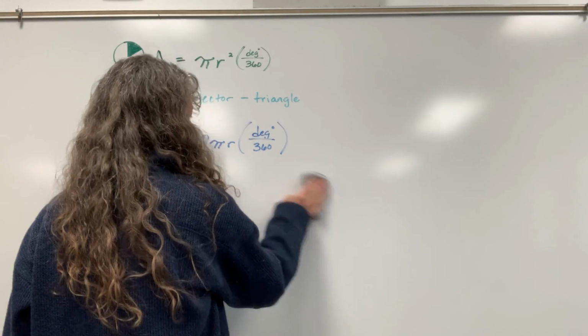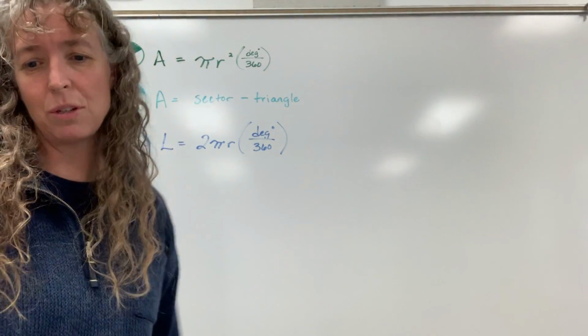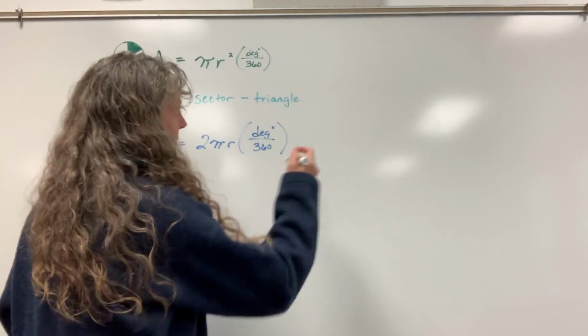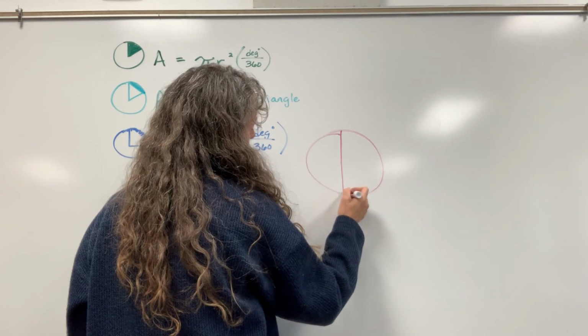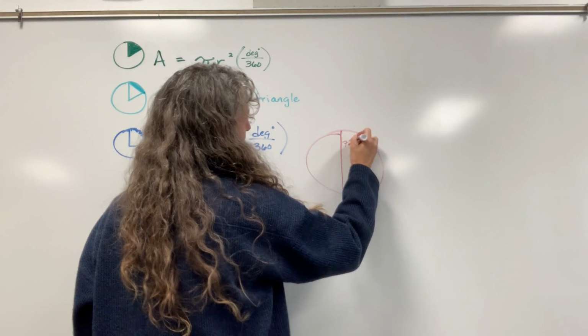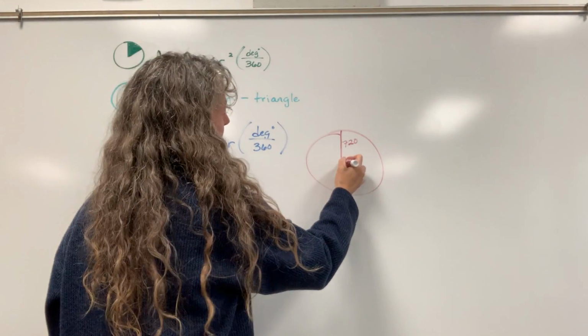Circle crops. Example 2 is circle crops. There's a plot with a 720-foot diameter. So we're talking about a farm, and the diameter of this particular crop is 720. It's the diameter. There we go.